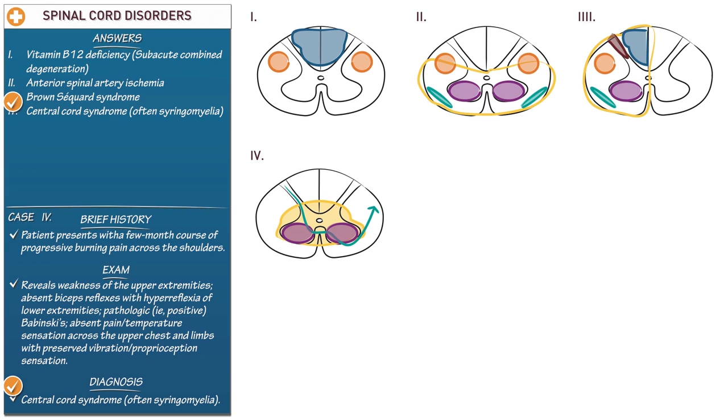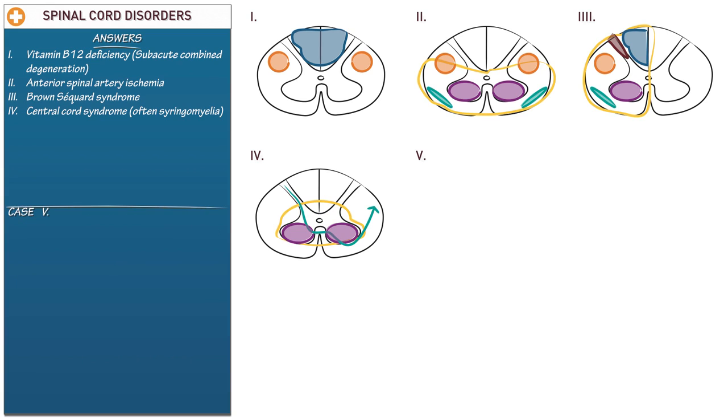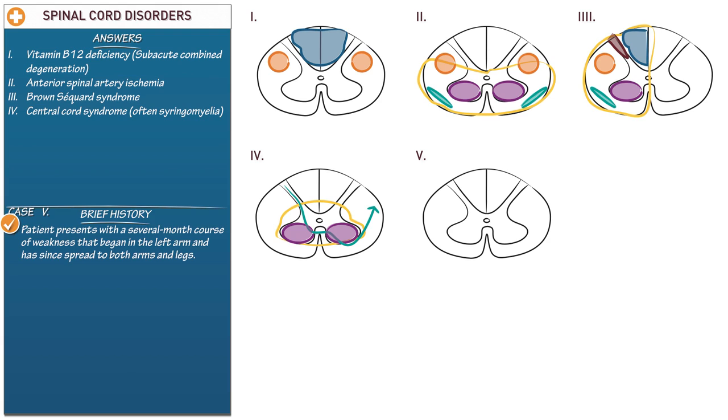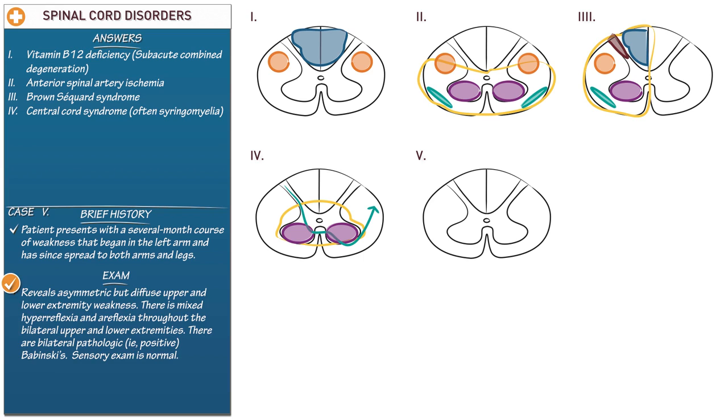Case 5. Patient presents with a several-month course of weakness that began in the left arm and has since spread to both arms and legs. Exam reveals asymmetric but diffuse upper and lower extremity weakness. There is mixed hyperreflexia and areflexia throughout the bilateral upper and lower extremities. There are bilateral pathologic, meaning positive, Babinski's.